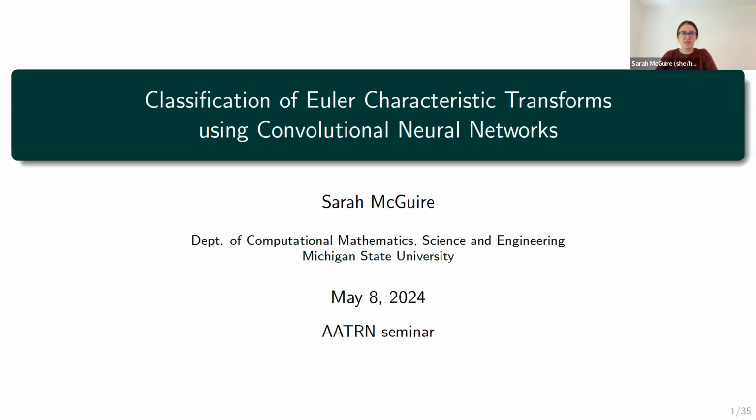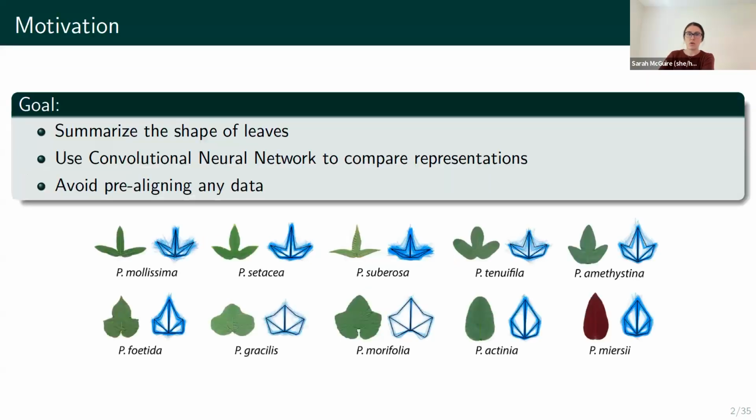As was previously said, I'm happy to be interrupted with questions as I go. So the overall goal of this work is to be able to summarize the shape of leaves and to use convolutional neural networks to compare the summary representations. We'd like to be able to do this in a way that does not require that the data is pre-aligned, which can be computationally challenging, and in some cases, it's just not really possible.